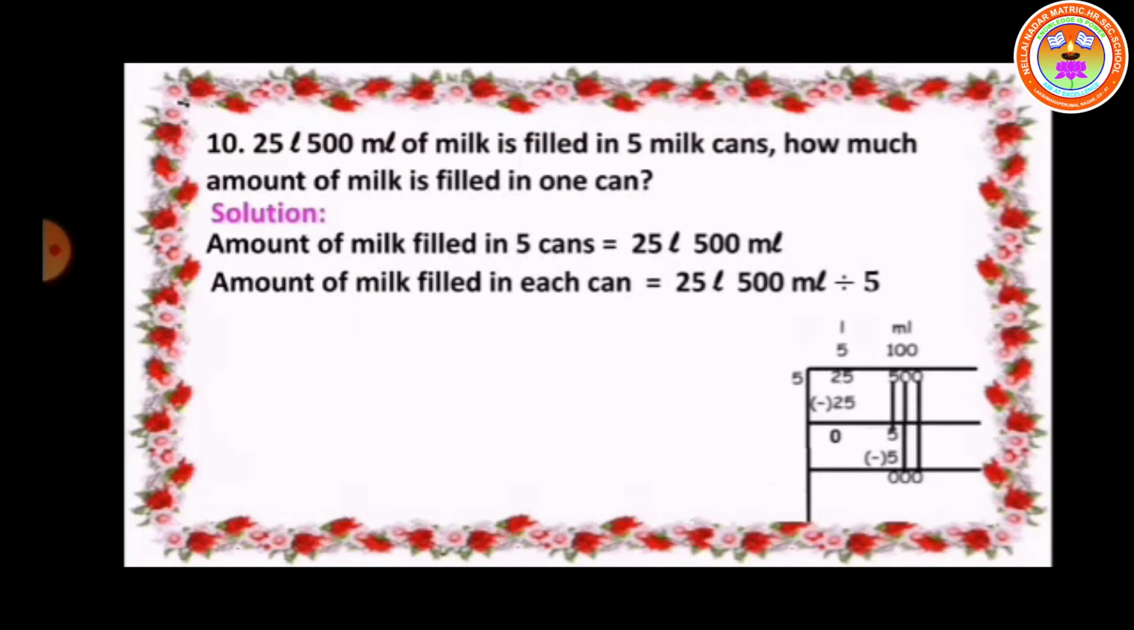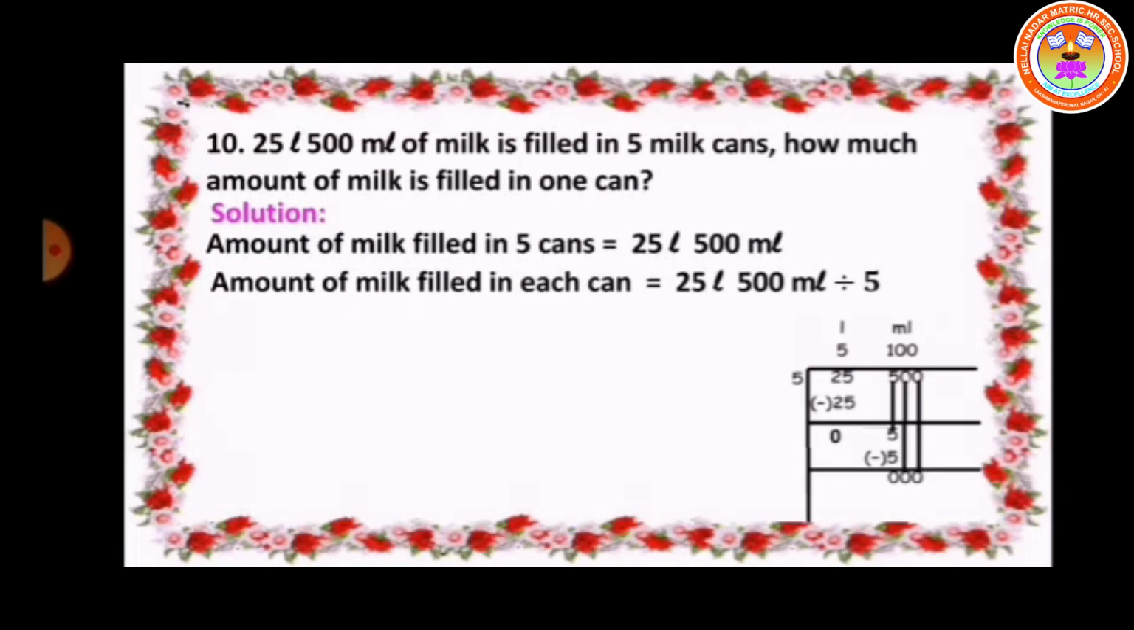Students, divide. Write dividend 25 liter 500 milliliter. Next you have to write divisor 5. Take first digit 2. 2 is not divisible by 5, so you have to take 2 digits, 25. Say 5 table, 5 5s are 25. Subtract 25 minus 25, 0. Bring the next digit 5 down. Say 5 table, 5 1s are 5. Subtract 5 minus 5, 0.